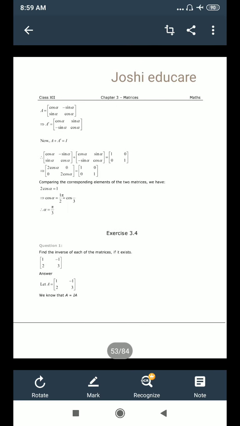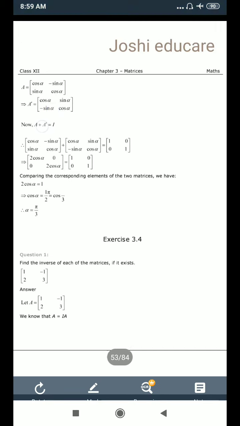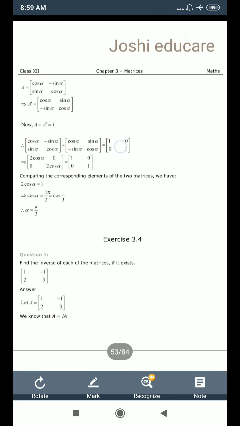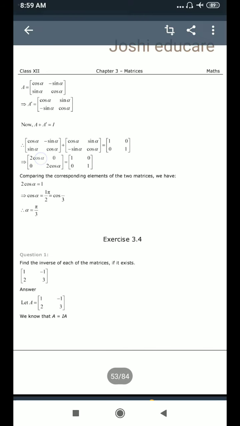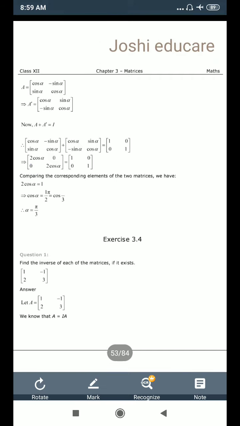We'll calculate it. To calculate this, we get A transpose. You add A plus A transpose, and that is given equal to the identity matrix. On adding these two, it will be 2 cos alpha, minus sin alpha plus sin alpha, it will become 0. Sin alpha minus sin alpha will become 0. And this is again 2 cos alpha.